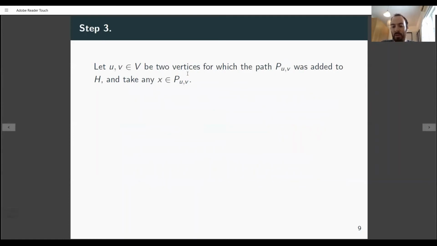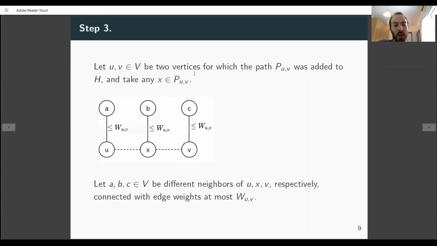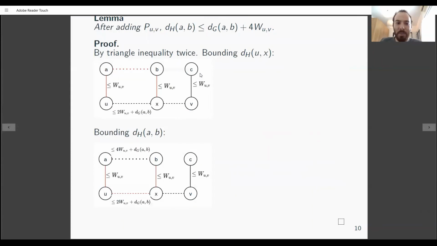And for that, let U and V be two vertices for which the shortest path between them was added to H, and take any vertex X in the middle of P_UV, in the middle of the shortest path. Now let A, B, and C be neighbors of U, X, and V respectively, connected with edge weights at most W_UV, similar to what you see in the diagram. We will now prove our first lemma.